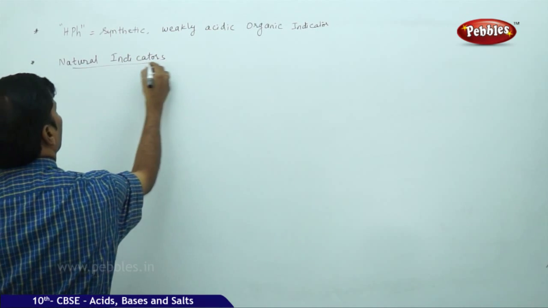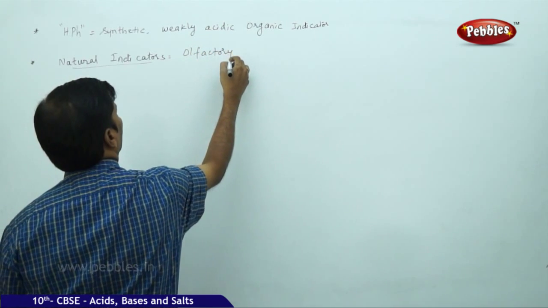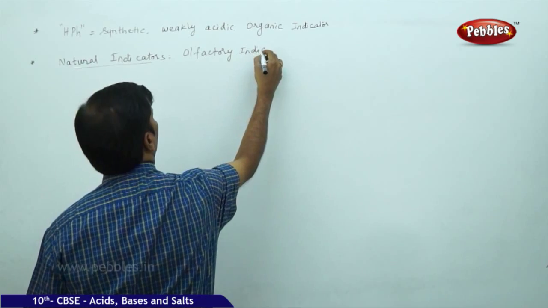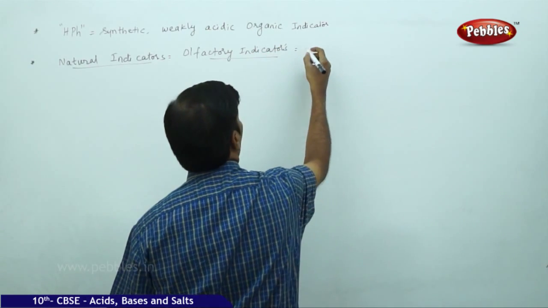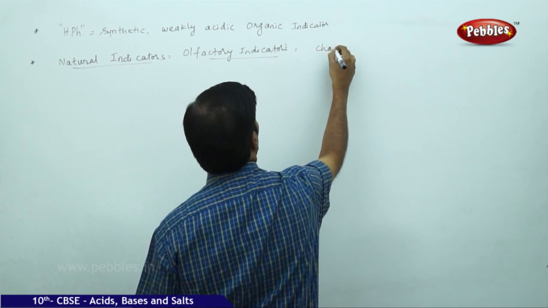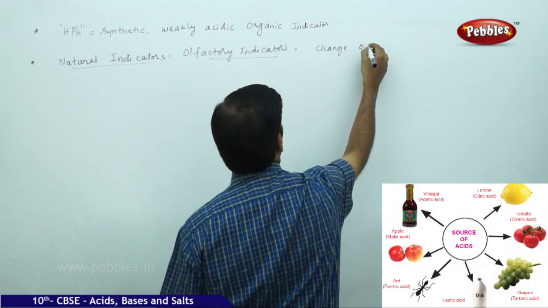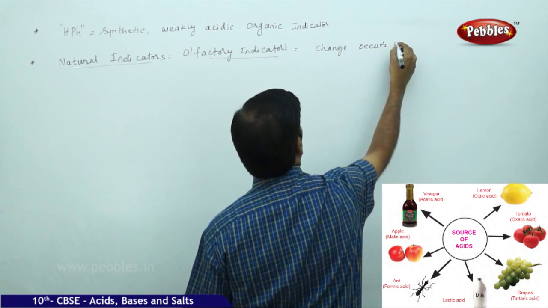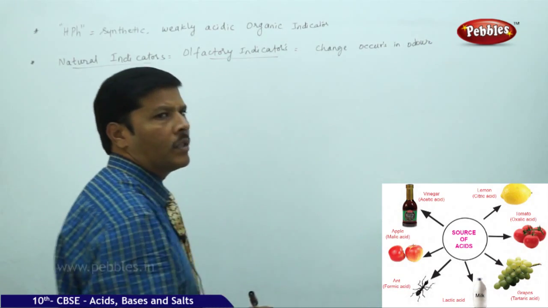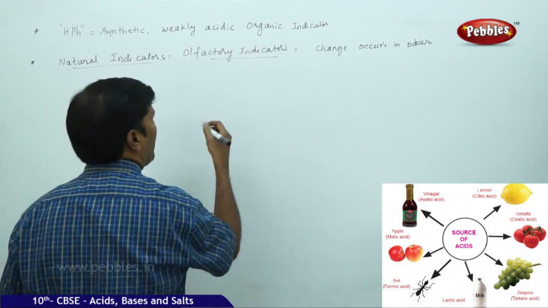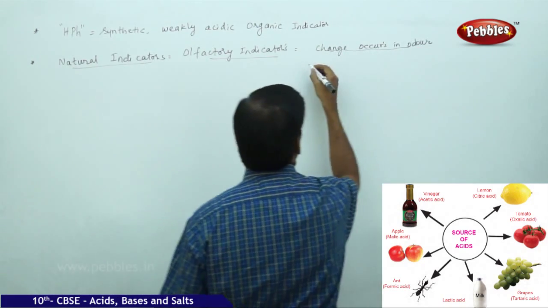Then if you go for natural indicators, natural indicators are also called olfactory indicators. They change their odor during a chemical reaction.